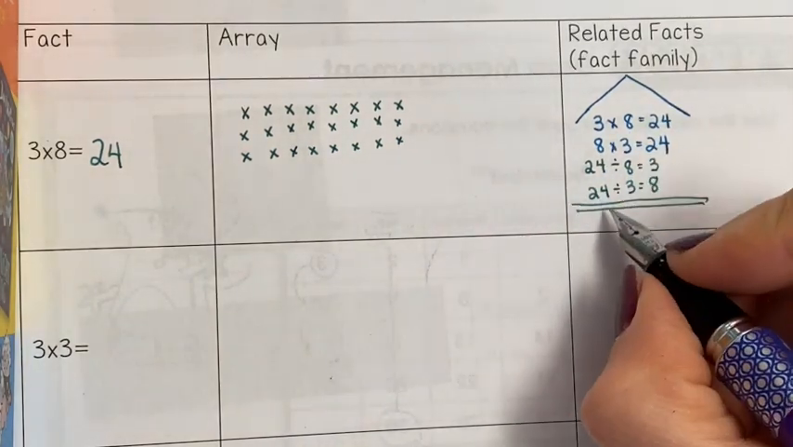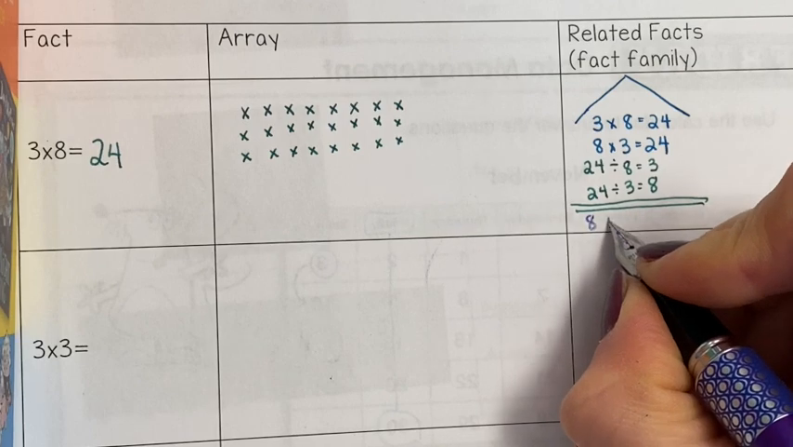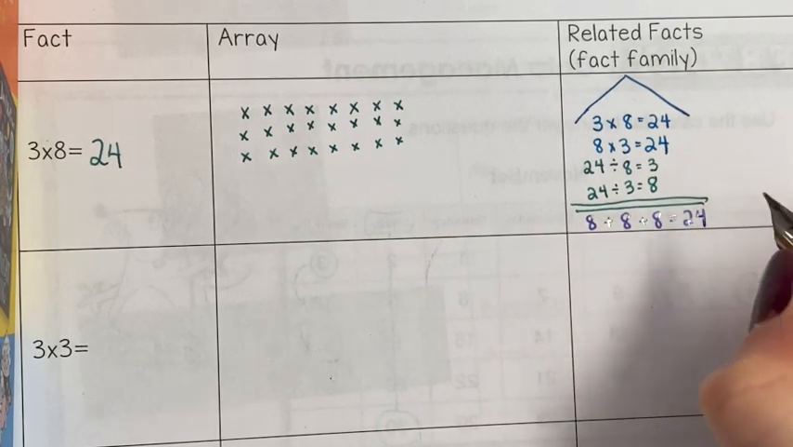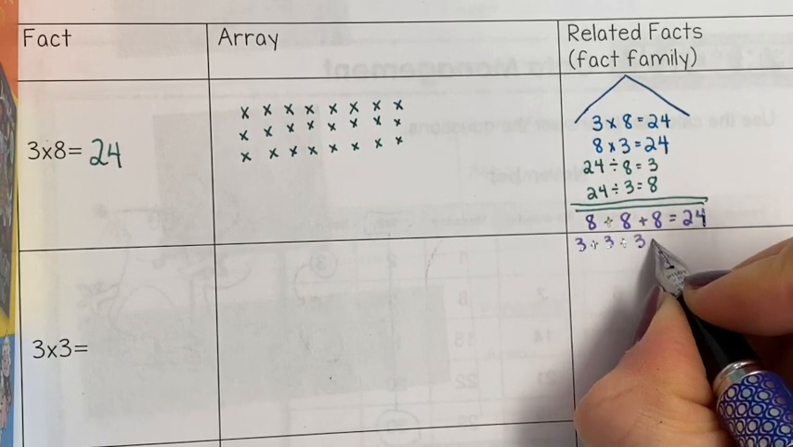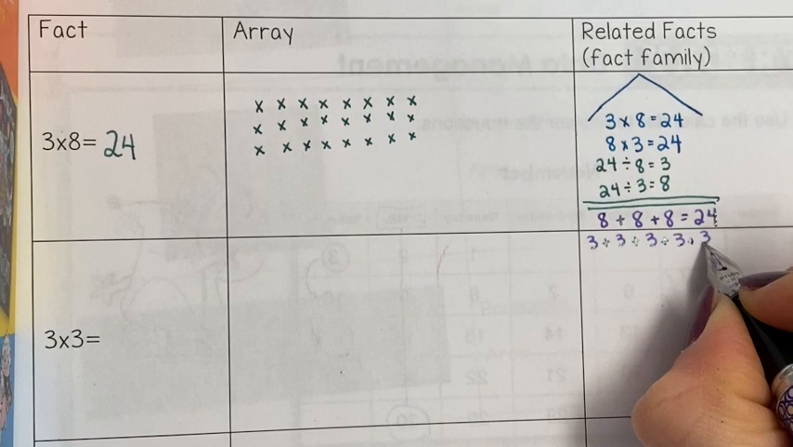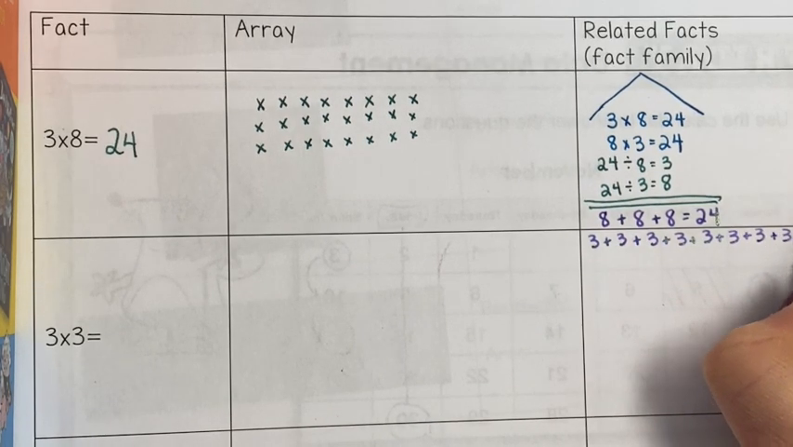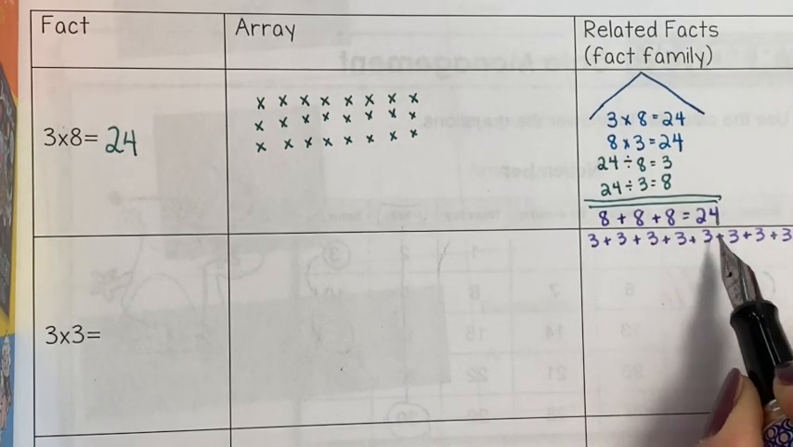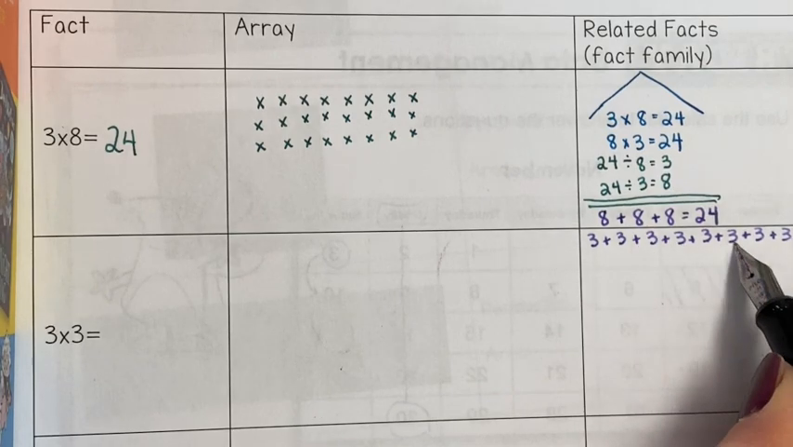So looking here, let's do my addition first. 3 times 8, 8 plus 8 plus 8 equals 24. And then I've got 1, 2, 3, 4, 5, 6, 7, 8 groups of 3, which is also 24. Let's check that I actually have 8. 1, 2, 3, 4, 5, 6, 7, 8.